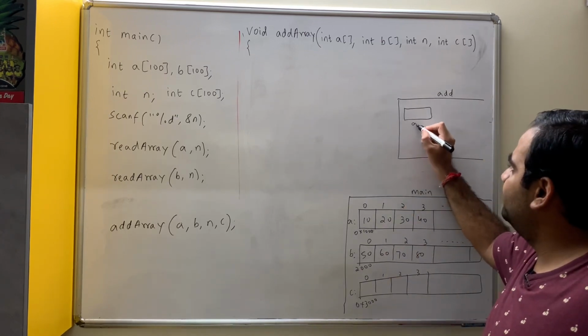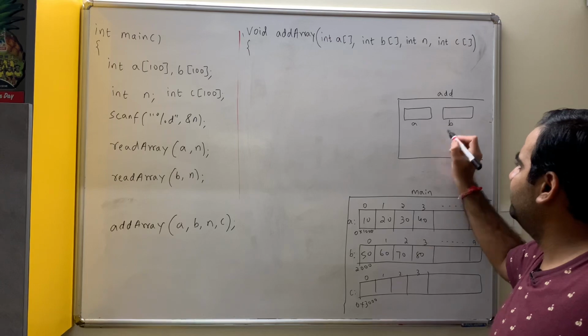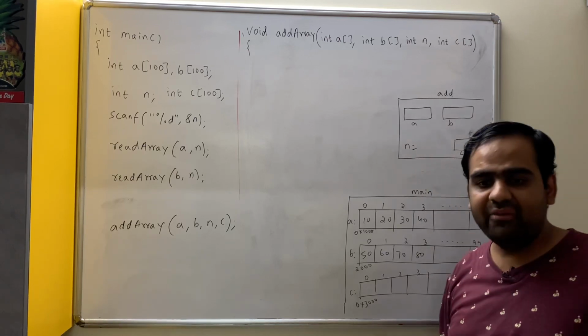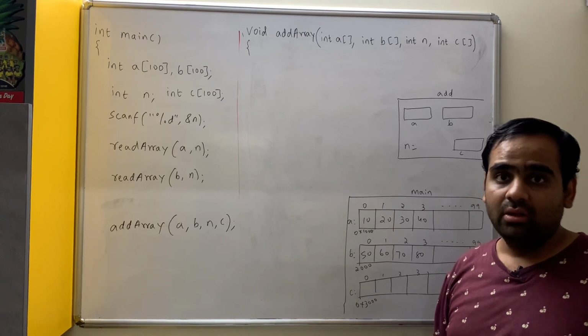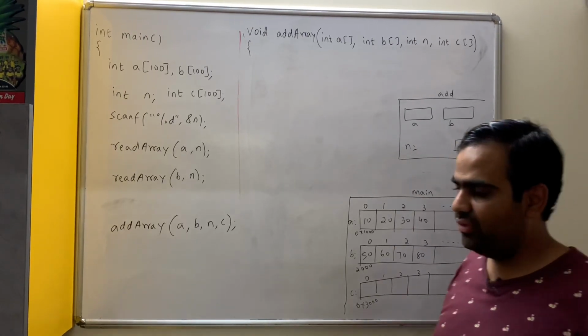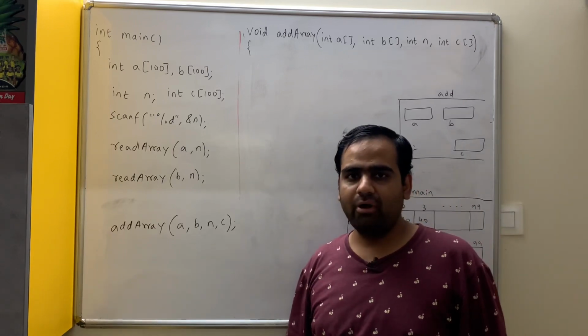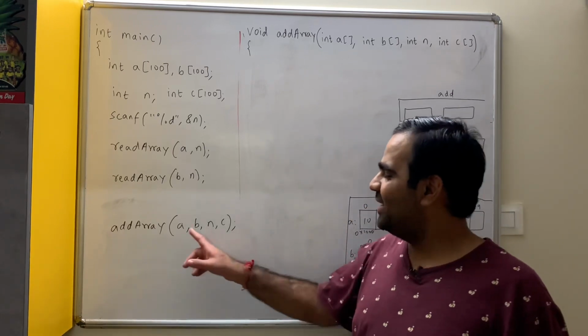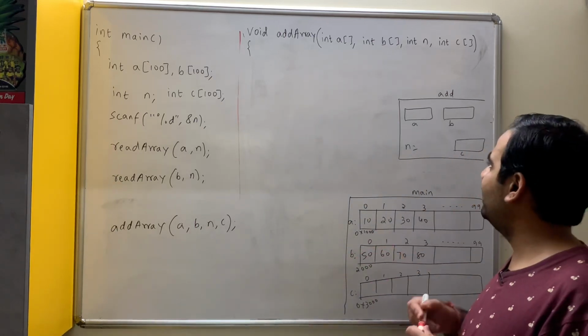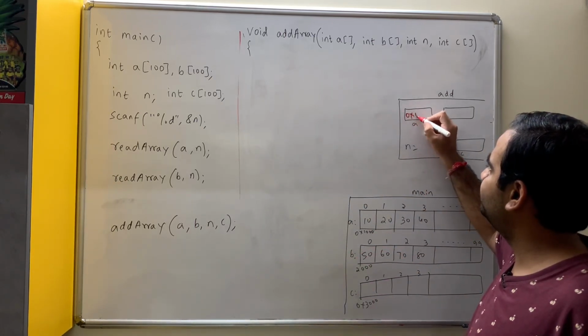One is A, the other one is B, next is n, and the last parameter is C. Whenever you call the function, the scope of the function gets activated, and whenever you call the array, what will happen? The base address gets passed. Now what is the base address? A. What is the base address of A? 1000. 1000 will be copied here.